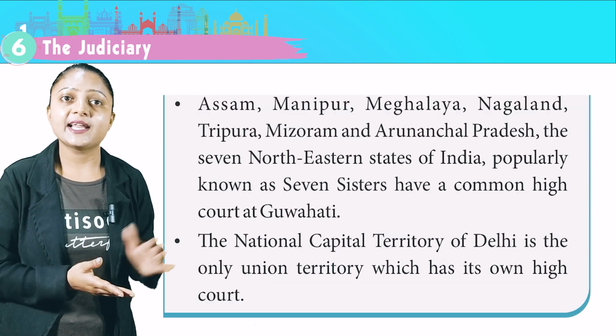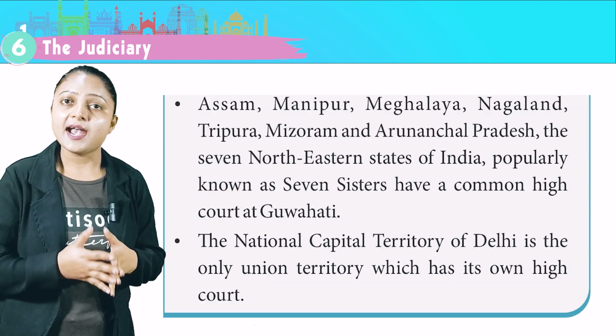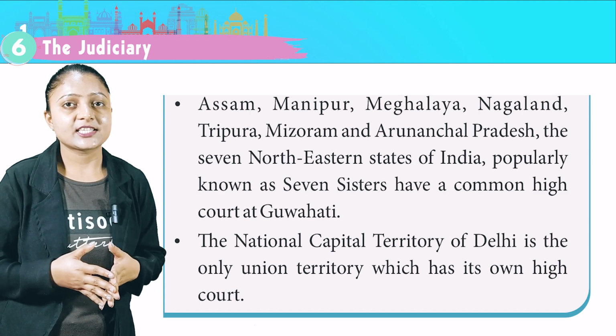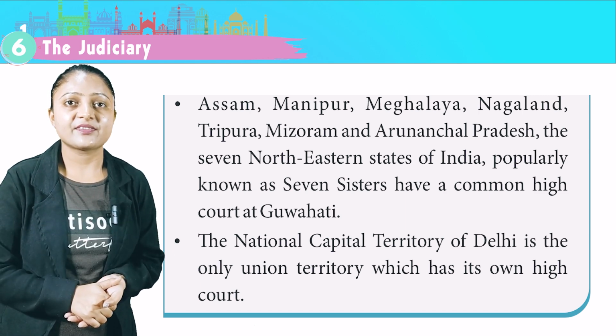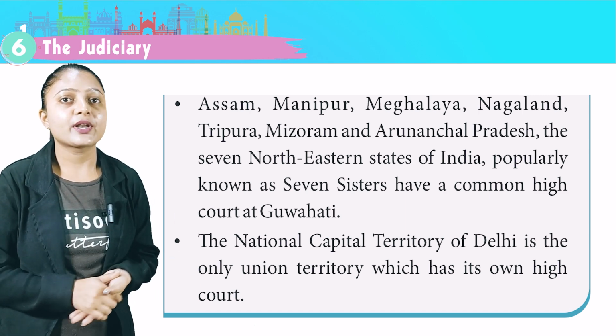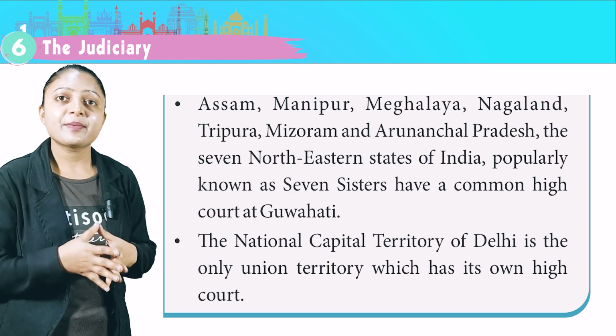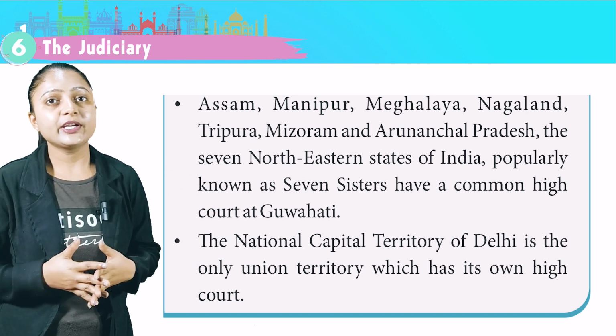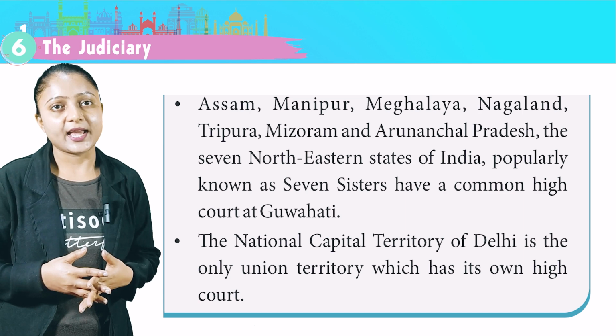Assam, Manipur, Meghalaya, Nagaland, Tripura, Mizoram and Arunachal, the 7 northeastern states of India, popularly known as Seven Sisters, have a common high court at Guwahati. The National Capital Territory of Delhi is the only union territory which has its own high court.